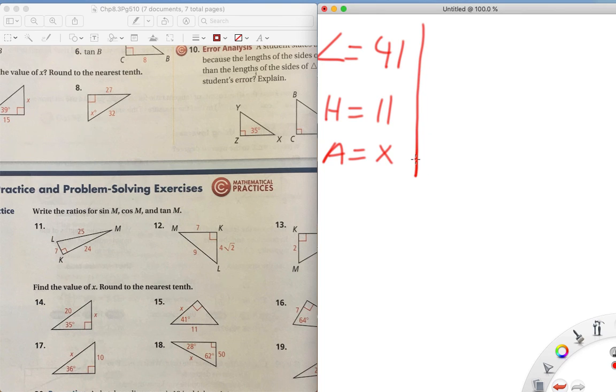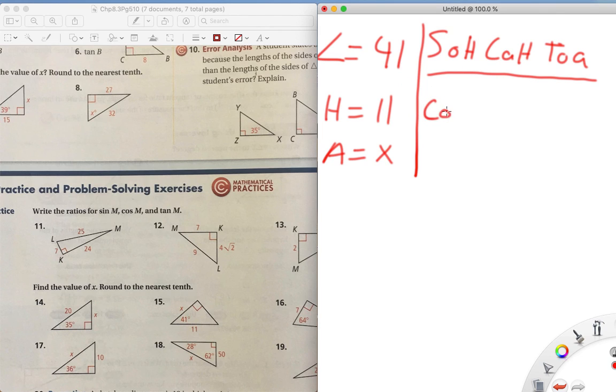So we go to our SOHCAHTOA, and just to remind you, just in case y'all forgot, I should have written it earlier. SOHCAHTOA: sine is opposite over hypotenuse, cosine is adjacent over hypotenuse, and then TOA, tangent, is opposite over adjacent. So in the case of this one, we have an adjacent and a hypotenuse. So that means that we're probably dealing with cosine.